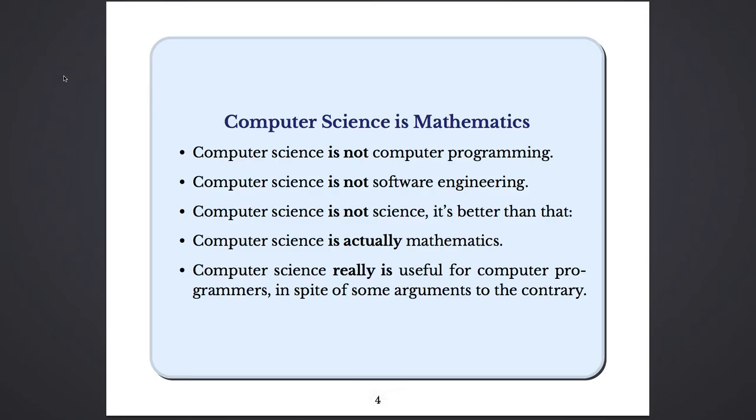So computer science is also mathematics. Computer programming is not computer science. And you'll sometimes hear arguments that, therefore, computer programmers should not study computer science. Well, that's not true either, because that's kind of like saying engineers shouldn't study physics. Somebody driving down a bridge appreciates it if the engineer understands a little bit about physics, just a little bit. And it's not software engineering. And even better, it's not science. It's better than that. It's math. Math is better than science.